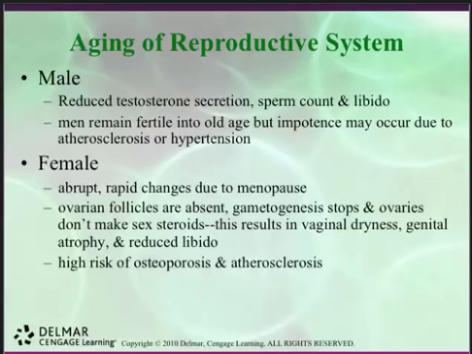The ovarian follicles are absent and gametogenesis stops, and the ovaries do not make sex steroids at the levels that they previously did. This results in vaginal dryness, genital atrophy, and reduced libido. There's also a high risk of osteoporosis and arteriosclerosis, again due to changes in hormone levels.